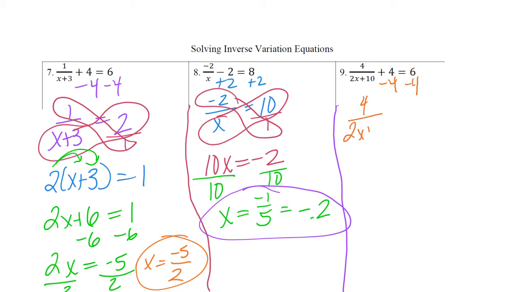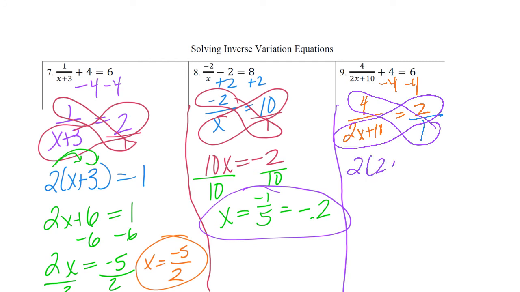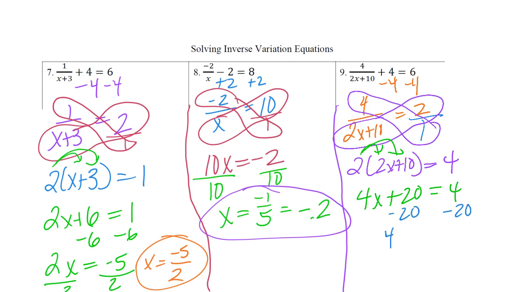So 4 over 2x plus 10 equals 2. Then, like I've said on all the other ones, turn it into a fraction. Cross multiply. And remember, when you're cross multiplying here on this 2 times 2x plus 10, make sure that you are putting that in parentheses so that you can distribute this 2 to everything so that you share it evenly. 4x plus 20 equals 4. Then we just solve for x like normal. Minus 20. 4x equals negative 16 divided by 4 on both sides. X equals negative 4. And there we go. There's all the work for these.